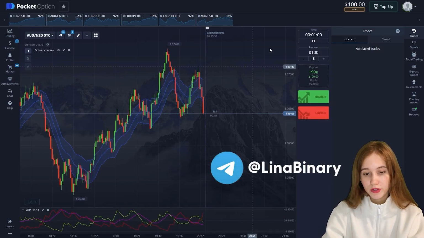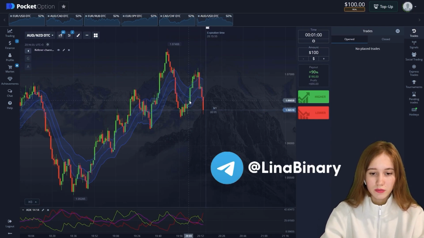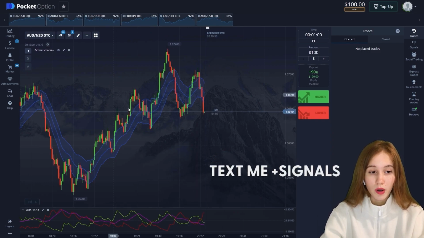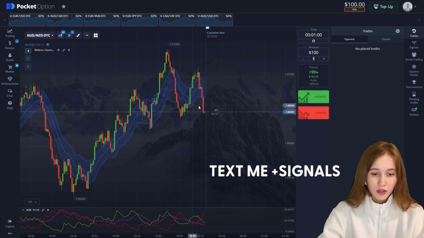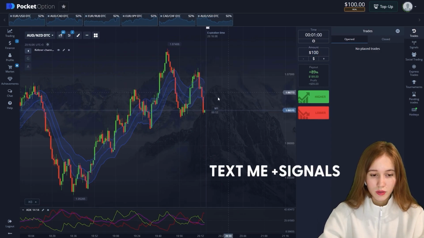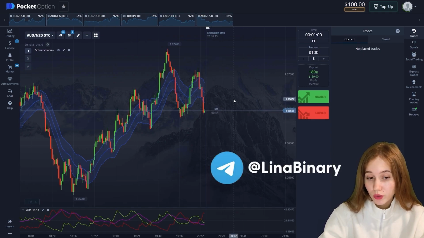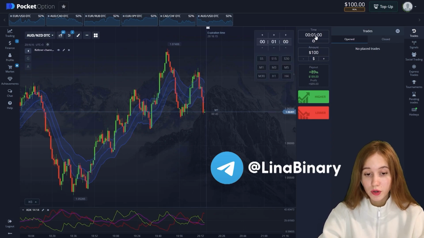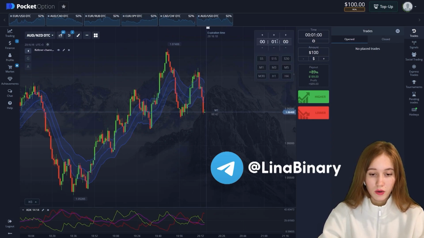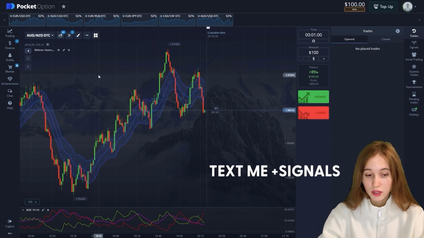So we start our trading session with $100. Let's see, and let's get started. The first thing, we set up our workspace. We start our trading session with the amount of $100, 100% of our balance, 1 minute time frame, 1 minute deal amount.